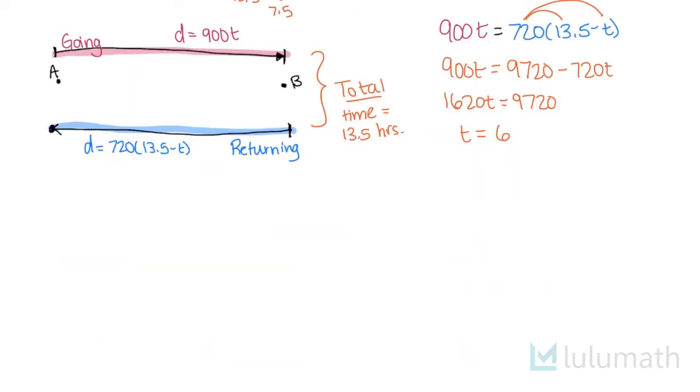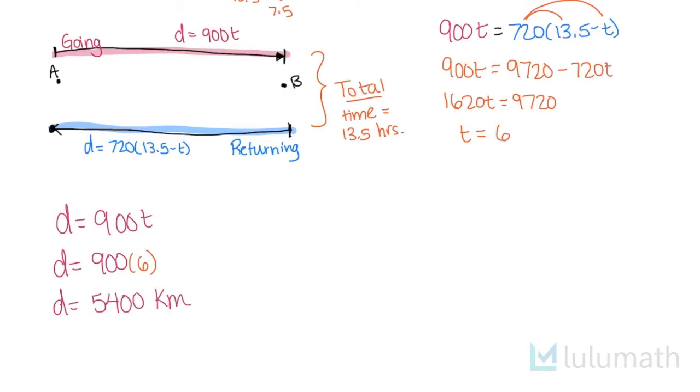So going, we have this 900T, and we know that T is equal to 6. So when I multiply 900 by 6, I get 5,400 kilometers. So at this point, we can stop. We've got our answer, but I want to double check to make sure that we did this right. So I'm going to use the returning distance and see if we got it right.